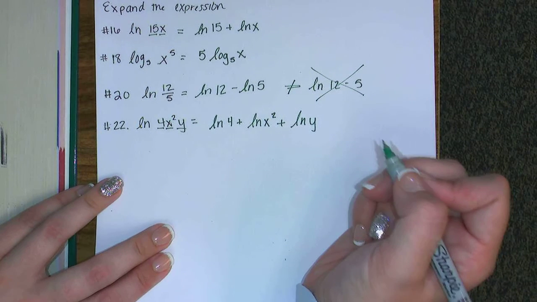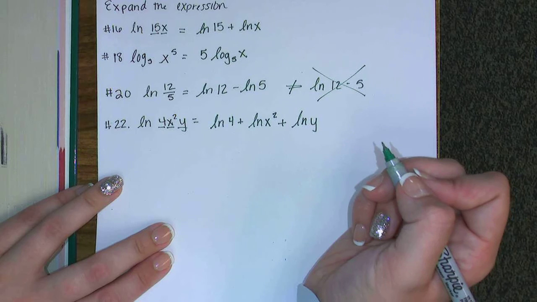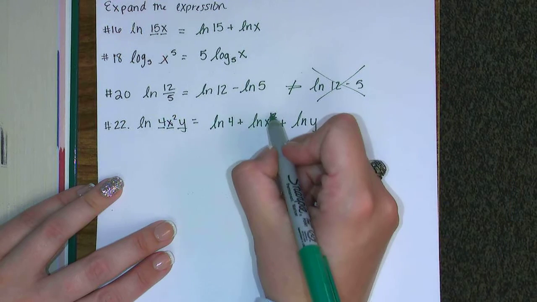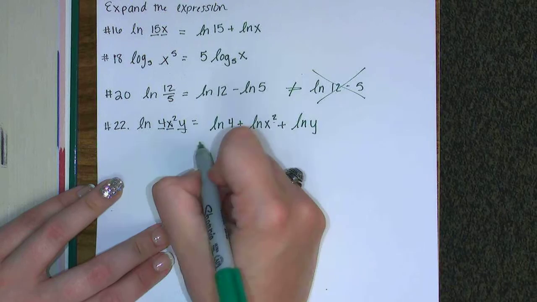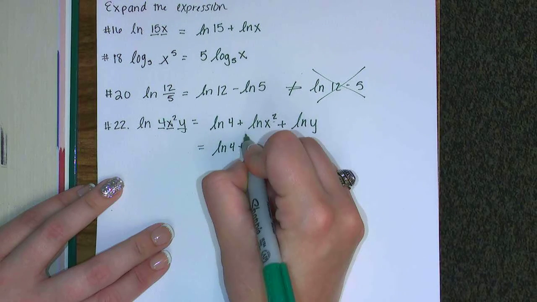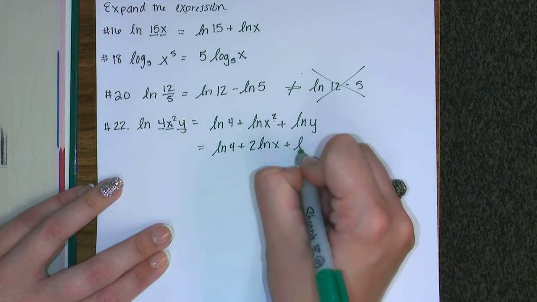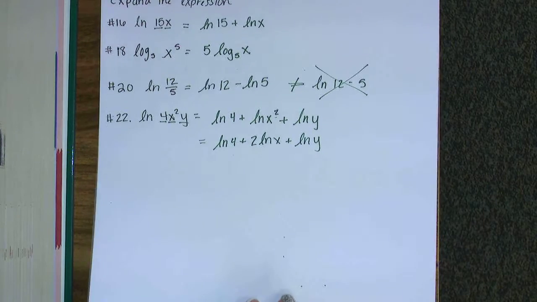Now, my question would be, are we done? The answer to that would be no, because we have a squared here and we have not expanded it fully. So the answer to this one would be the ln of 4 plus, we're going to throw the 2 out front, 2 ln of x plus the ln of y. And this here would be our answer for that one.